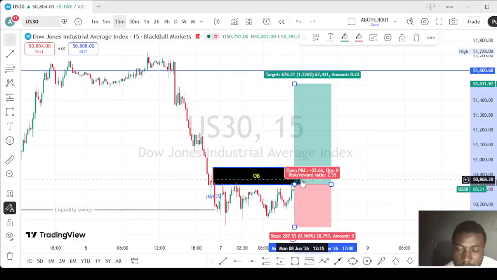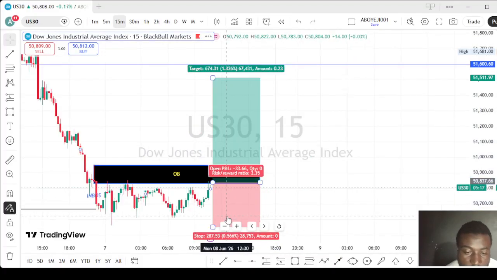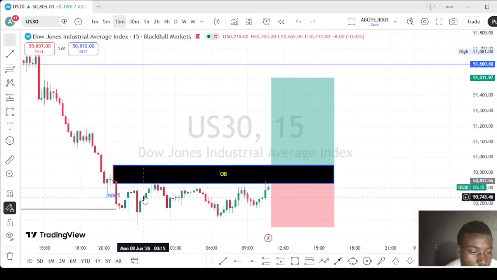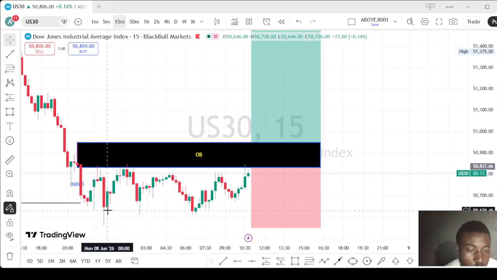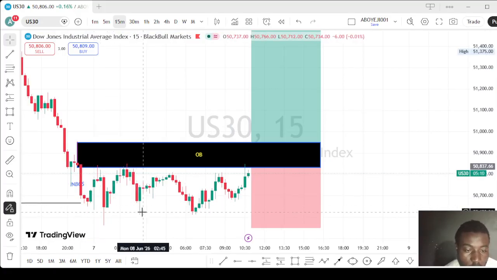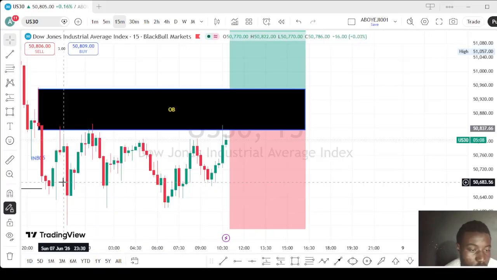The reason why I call it an order block is because it's the one that gave us the sell. You can see all this one that is giving us the weak move, it's not a valid break of structure. It's giving us the weakness. It's not a valid break of structure.